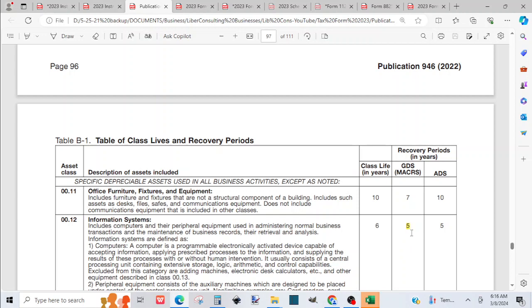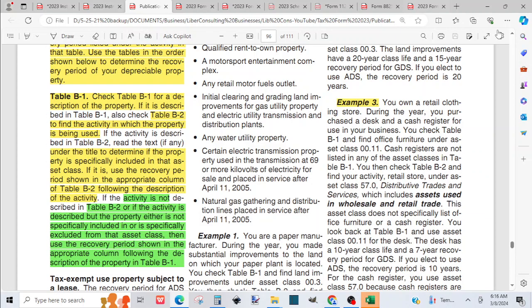If the asset is not listed in table B1, but your business is listed in table B2 and the asset is spelled out in table B2, you use the recovery period from table B2. If the asset is not listed in table B1 and your business is listed in table B2 and the asset is not described in table B2, you will use the table B2 recovery period. So that pretty much describes it.